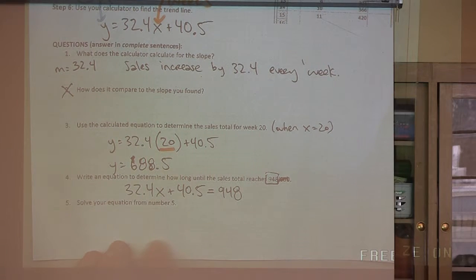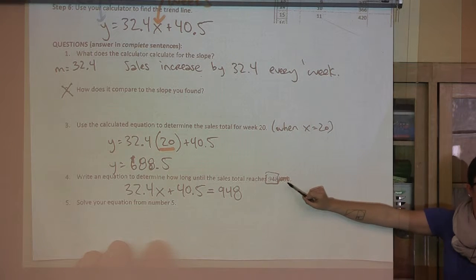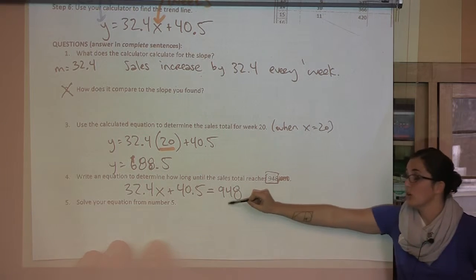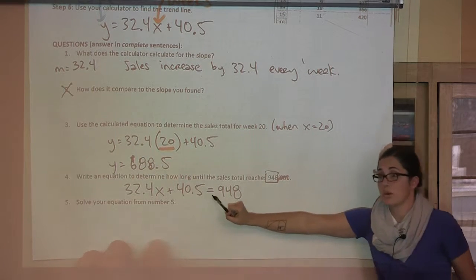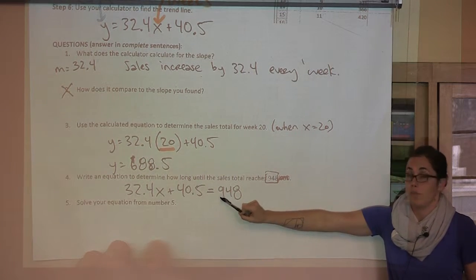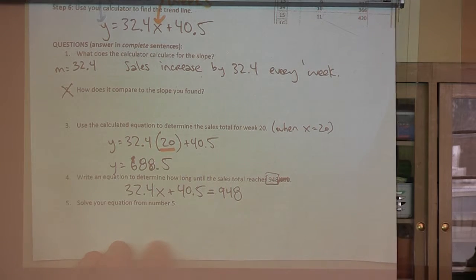Okay, for number 4, again, this is a notational piece. Do you guys have all kinds of methods and ways of thinking logically about solving this? Absolutely. I want you to work on your notation. So this equation says how many weeks until you reach 948 sales. That's what this equation says.